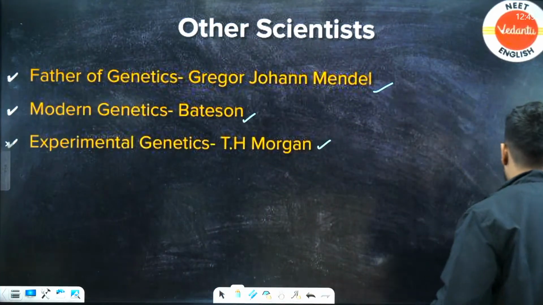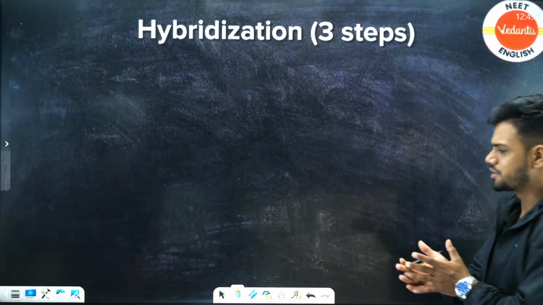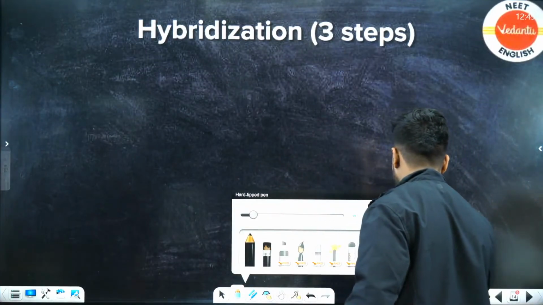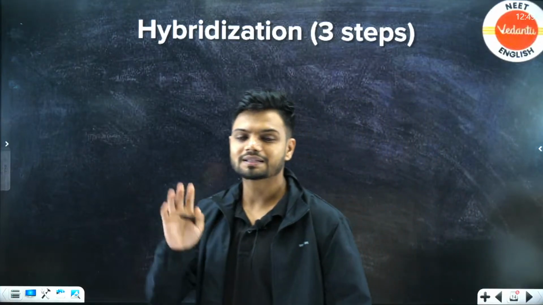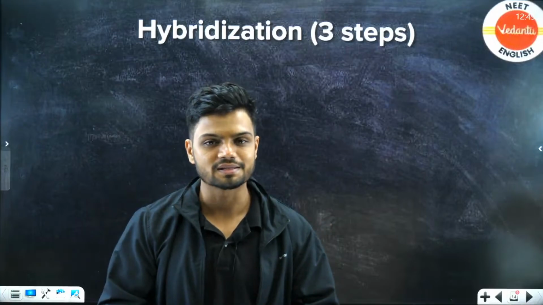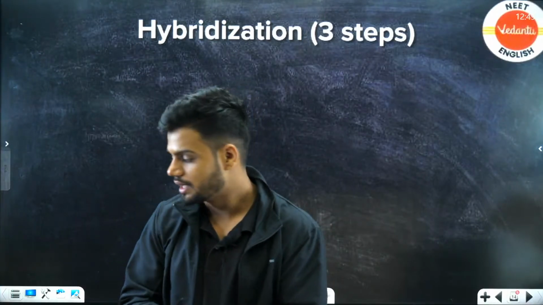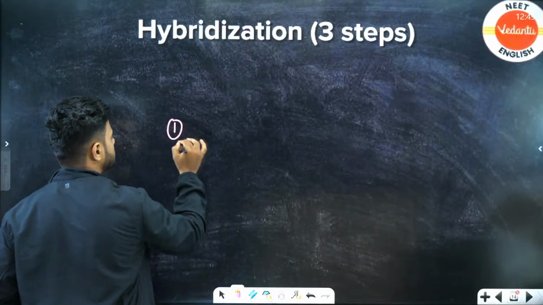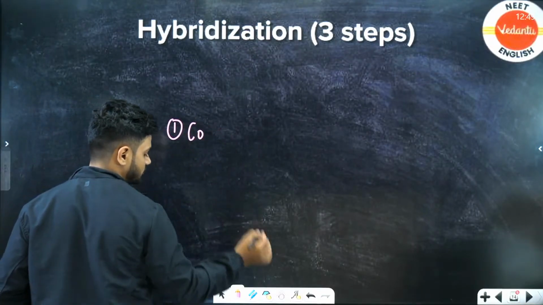Now, next thing is hybridization. As I mentioned earlier, there are three main steps in hybridization. The first step is collection of parents. We need parents for hybridization. Second step is cross-pollination. First one is collection of parents.